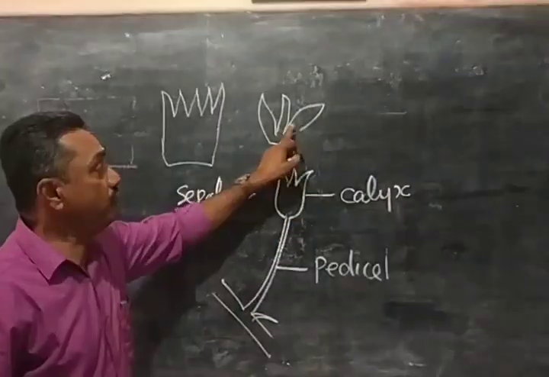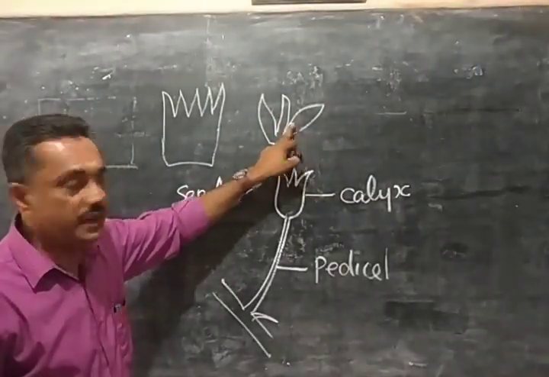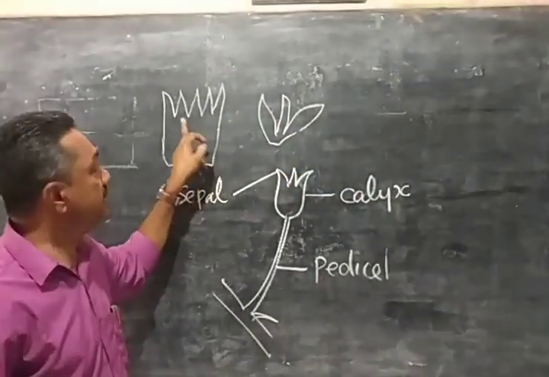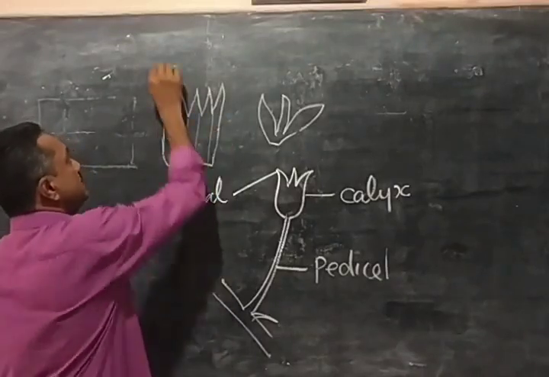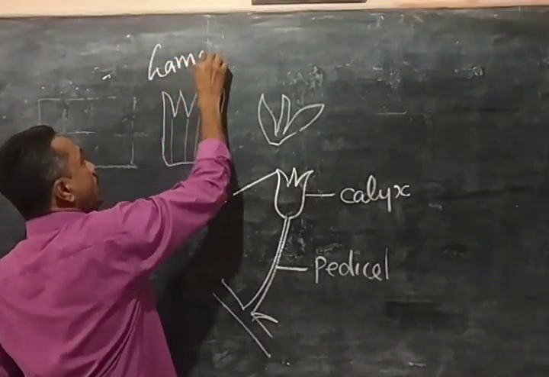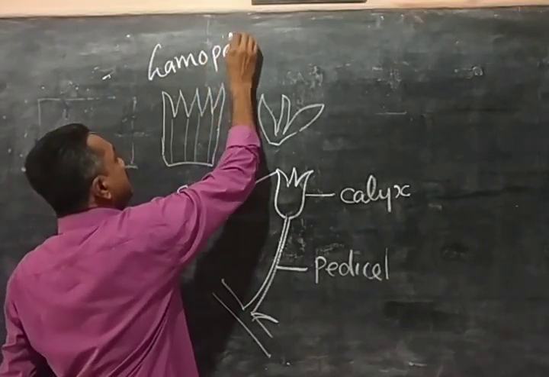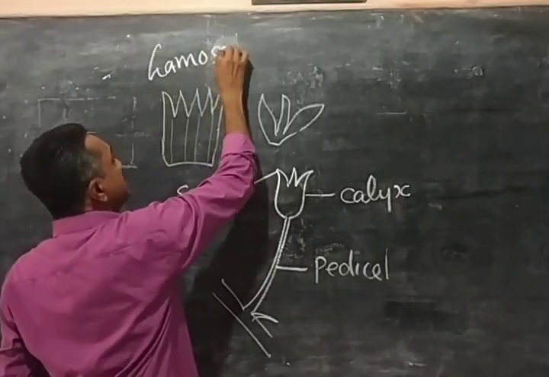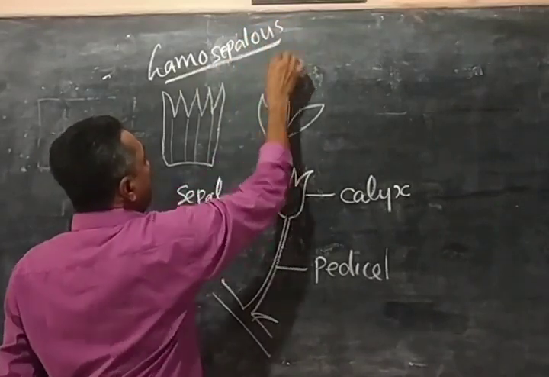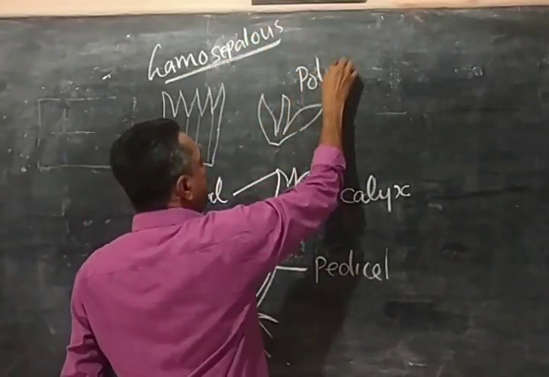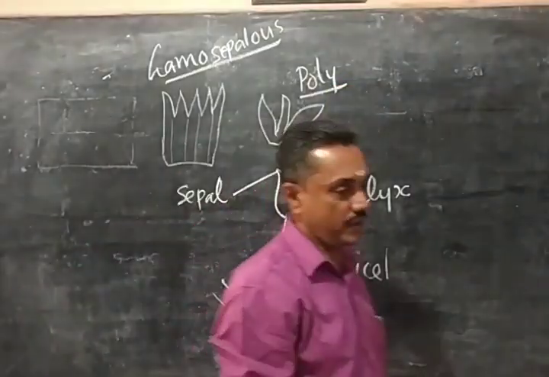Here the sepals are free, not joined. Here the sepals are joined; you can see only the tips, five of them, and the joints can be seen like that. If the sepals are joined, it is called gamosepalous condition. If the sepals are not joined, it is called polysepalous condition.